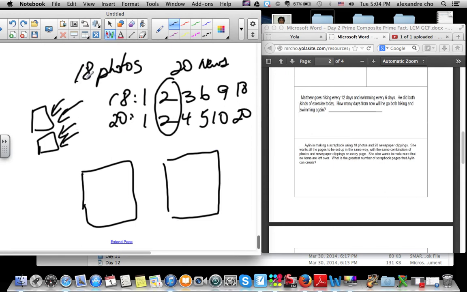So, she has 18 photos, which means if she has 2 pages, 9 photos here, 9 photos here, and 20 newspaper clippings, which means 10 newspaper clippings are going to go here, and 10 newspaper clippings are going to go there. Okay, so the GCF is 2. And then you have to figure out how many photos go in each of the pages.